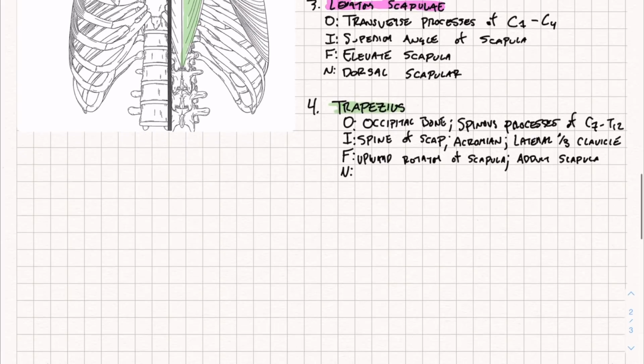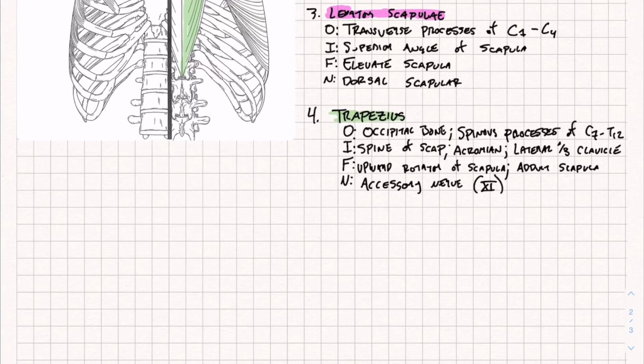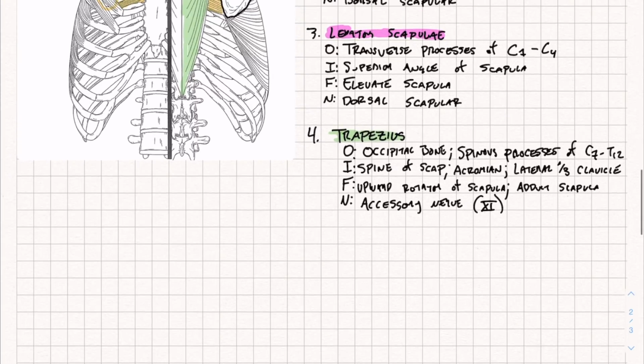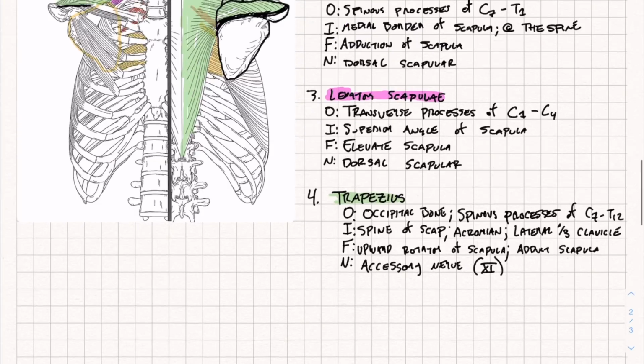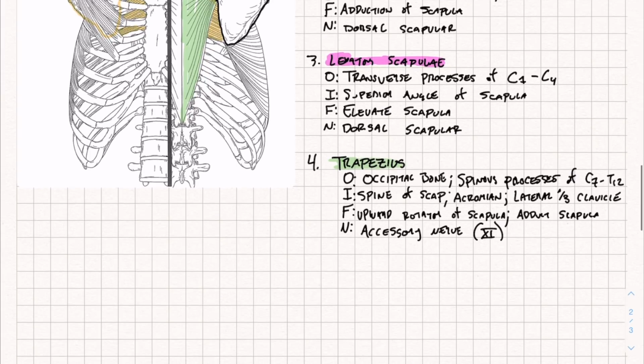Cool. The nerve that innervates this is the accessory nerve. This is the accessory nerve. It's actually cranial nerve 11. So a cranial nerve that comes from the brainstem innervates this muscle. So that's kind of why this is considered a head muscle. It's not innervated by a typical ventral ramus. Okay, there's that muscle.